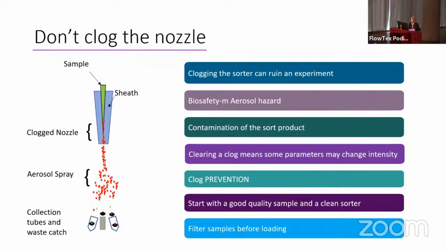Clearing a clog in and of itself can be done by a skilled operator. However, it can change some of the intensity of your parameters. So the biggest thing you can do is to prevent a clog in sorting. We do see this as a frequent thing in a lab that runs a lot of sorting. We do get a lot of clogs, and it's not a good sign for the outcome of your experiment. Always start with a good quality sample and a clean sorter, and filter your samples before loading, and hopefully this doesn't happen to you.